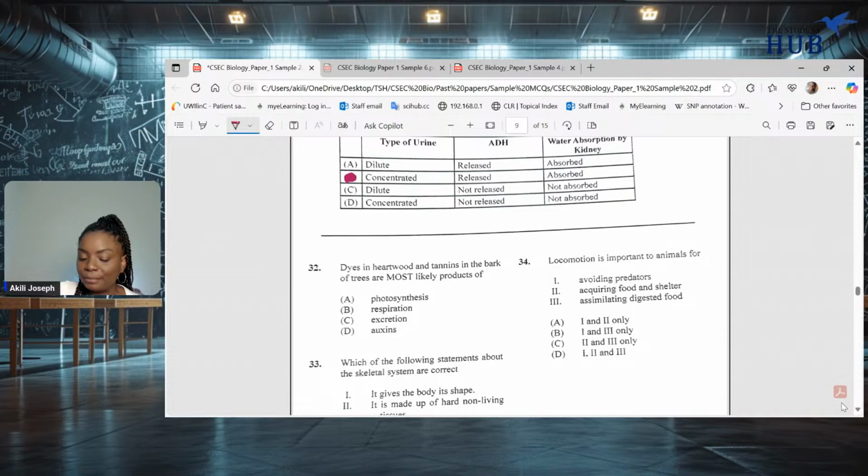For 32, it's going to be C, right? So dyes in your hardwood and tannins in your bark are ways in which your plants get rid of their metabolic waste. So that would be a form of excretion.